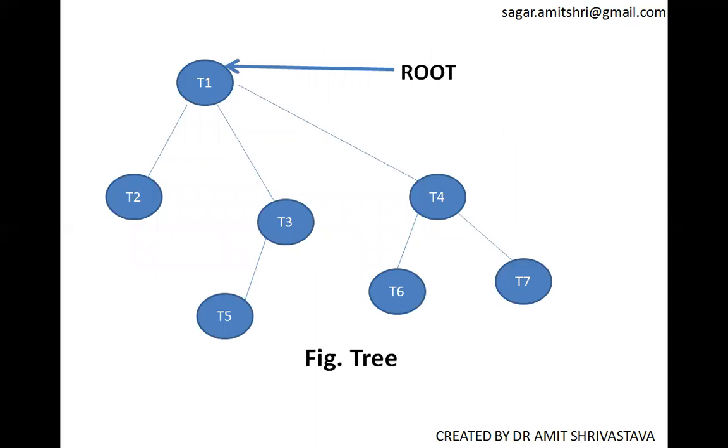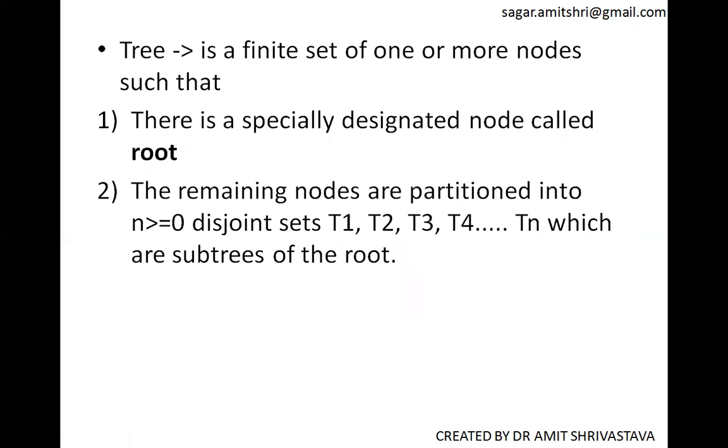So let us look at the example. So this is our tree. Now the T1 node is the root of the tree, and from here I have connected several other nodes. So with T1 I have connected T2, T3, T4. So these are the subtrees of T1. Then T3 has again got another node connected with it, that is T5, and similarly T4 has got another node connected with it, that is T6 and T7.